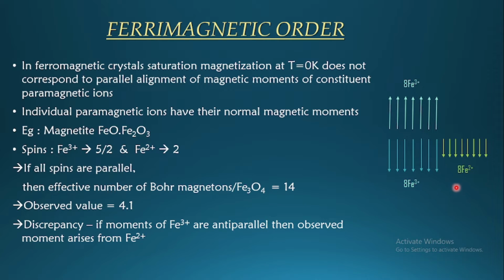And all these things are just assumptions. There is a requirement of experimental evidence whether this concept is correct or not, and that is also confirmed by neutron diffraction experiments. So we can say that for a ferrimagnetic material the order is unequal and antiparallel, something like a combination of ferromagnetic and antiferromagnetic material. That is the speciality of a ferrimagnetic material.